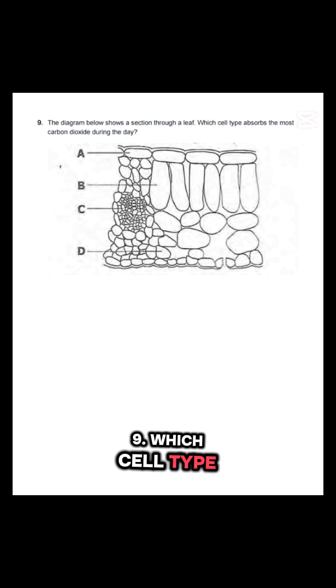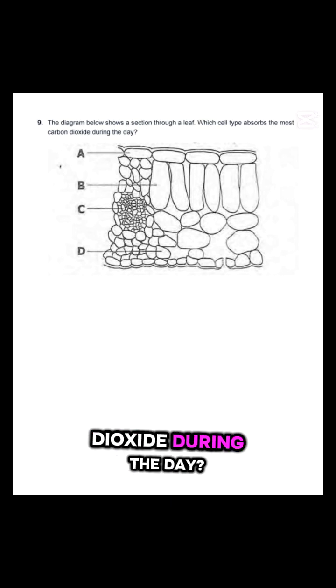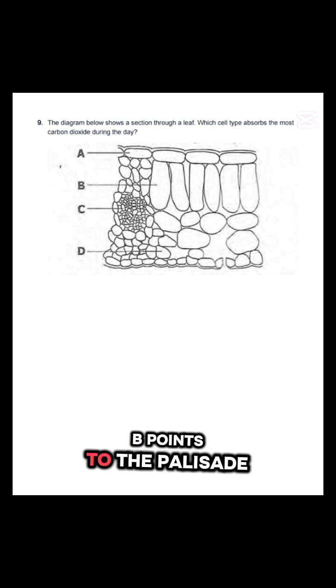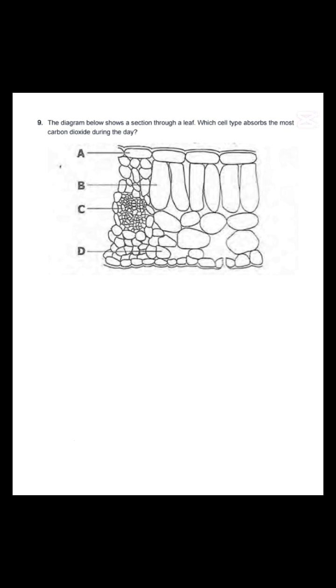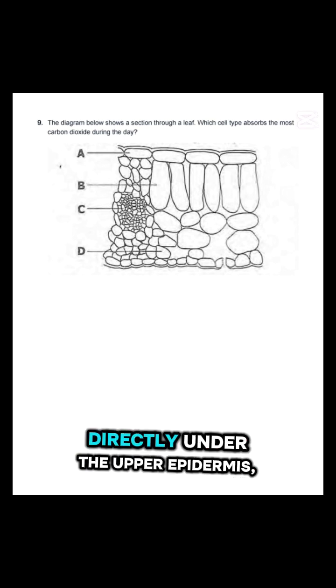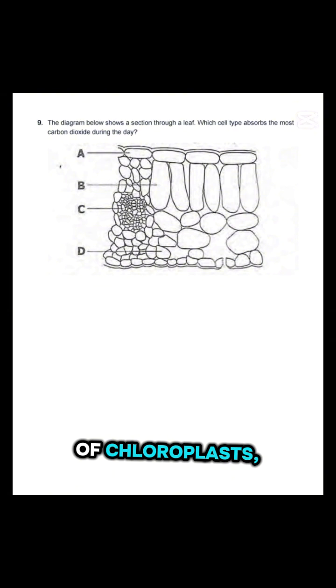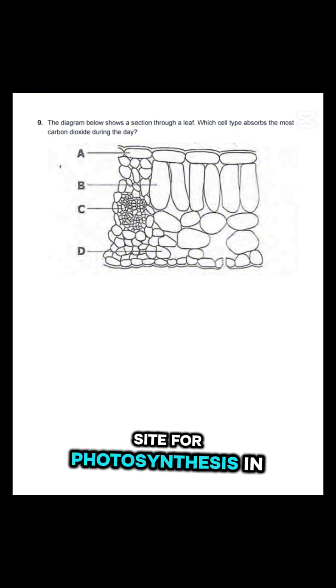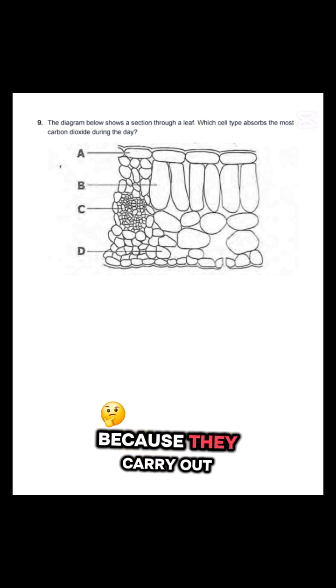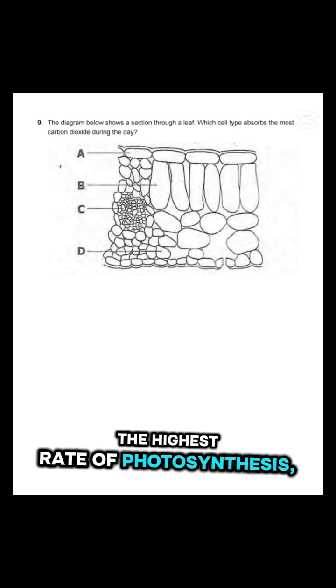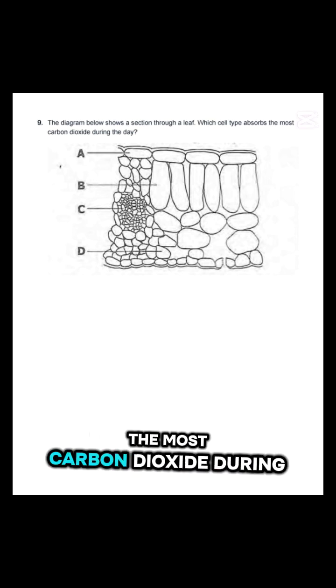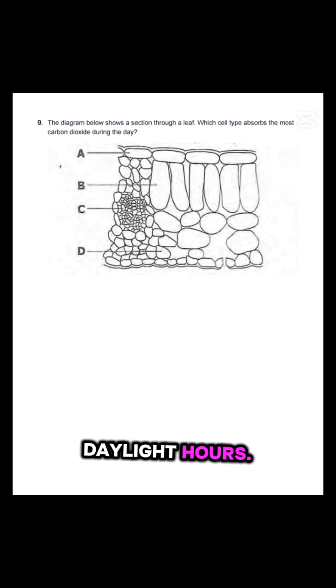9. Which cell type absorbs the most carbon dioxide during the day? Correct answer, B. Explanation and reasoning: B points to the palisade mesophyll cells. These cells are positioned directly under the upper epidermis, contain the largest number of chloroplasts, and are the primary site for photosynthesis in a leaf. Because they carry out the highest rate of photosynthesis, they consume and absorb the most carbon dioxide during daylight hours.